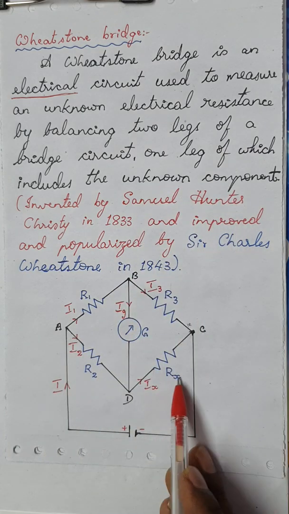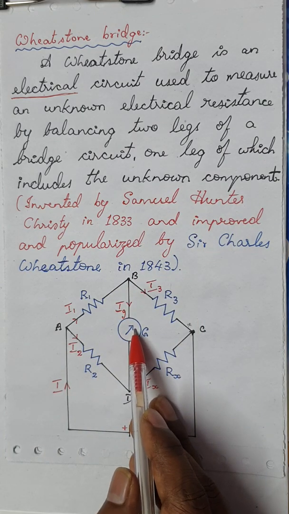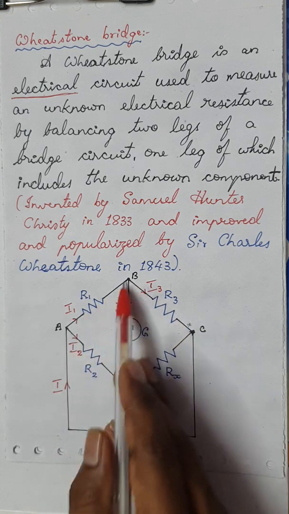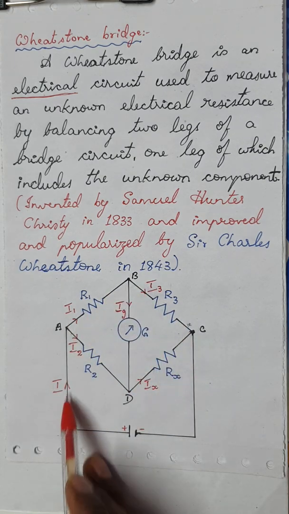The unknown component is called Rx. We know this is the galvanometer. So these are the 2 legs. There are two legs here. Current is passing.